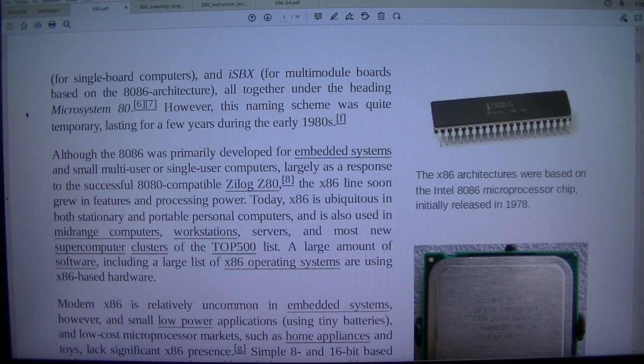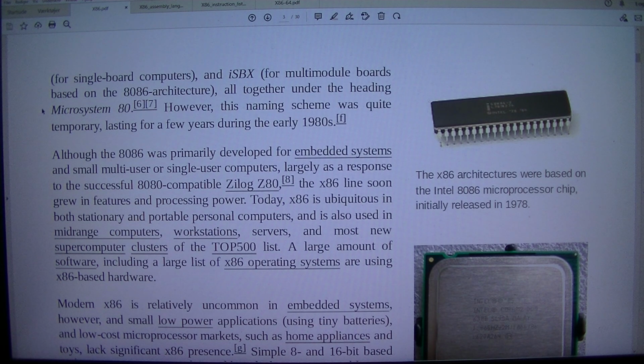However, this naming scheme was quite temporary, lasting for a few years during the early 1980s. Although the 8086 was primarily developed for embedded systems and small multi-user or single-user computers, largely as a response to the successful 8080-compatible Zilog Z80, the x86 line soon grew in features and processing power. Today, x86 is ubiquitous in both stationary and portable personal computers, and is also used in mid-range computers, workstations, servers, and most new supercomputer clusters of the TOP500 list.